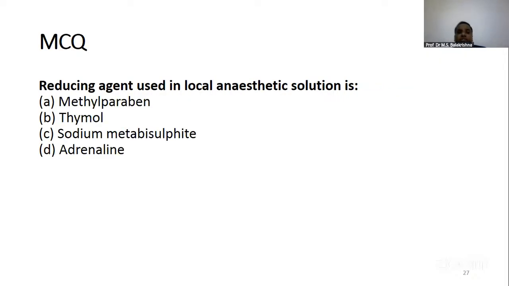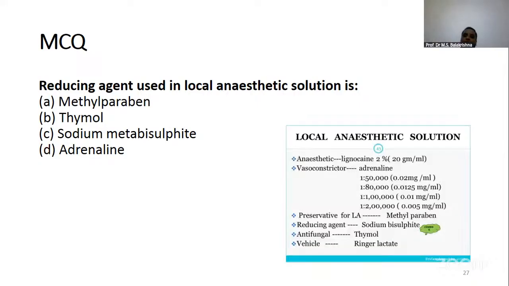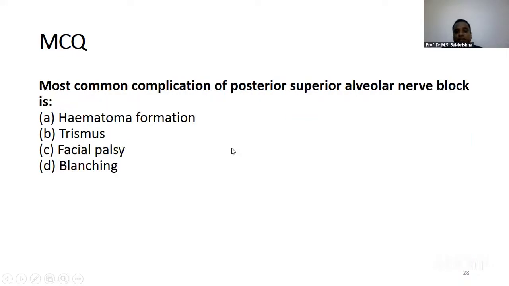Reducing agent used in local anesthetic solution. This is the basics which you learn in third year BDS. This is the composition of local anesthesia. The reducing agent is sodium metabisulfite. Antifungal agent is thymol. Vehicle is Ringer lactate solution. Preservative is methyl paraben. And vasoconstrictor is adrenaline, which is in 1:50,000, 1:80,000, 1:1 lakh, and 1:2 lakh concentration. So this one you should know. This is the composition of LA. Here answer is sodium metabisulfite.